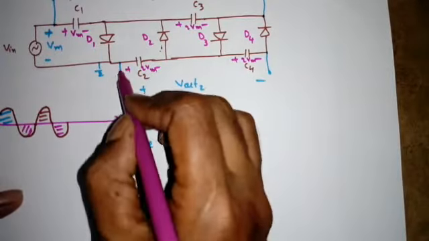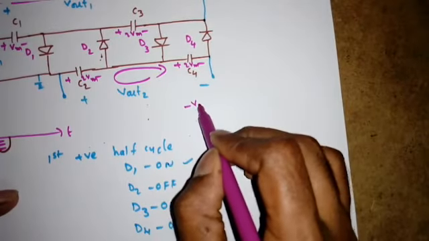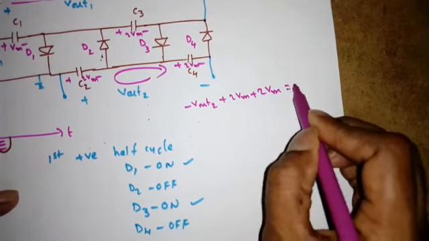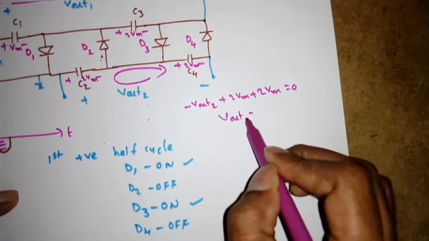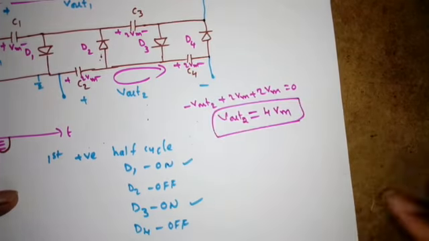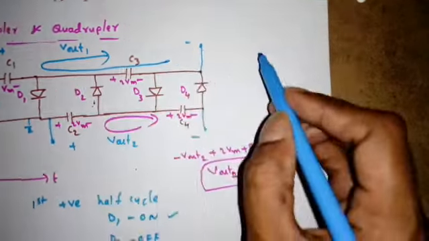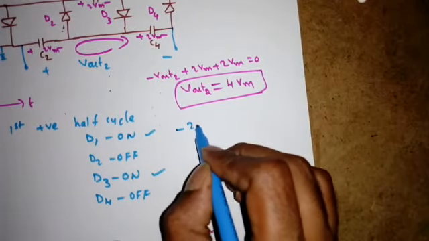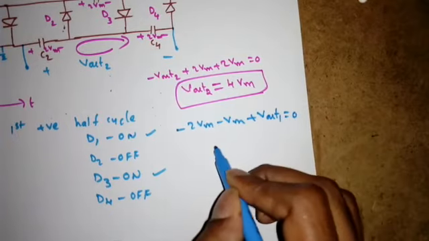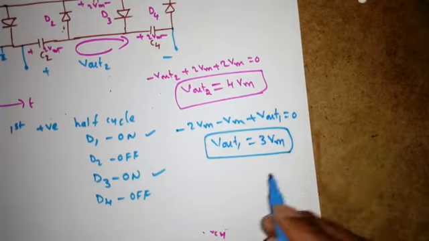So if I take the output across these two capacitors, apply KVL. Minus Vout2 plus 2 Vm plus 2 Vm is equal to 0. So what will be the Vout2? 4 times Vm. Similarly, if I apply KVL in this loop, we will get minus 2 Vm minus Vm plus Vout1 is equal to 0. So what will be the Vout1? 3 times Vm, right?